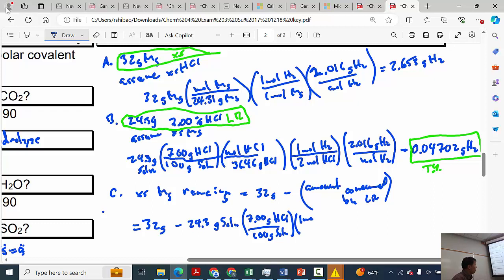And then we know that 1 mole of HCl weighs 36.46 grams. And then we know that every mole of magnesium requires 2 moles of HCl. Okay, and then magnesium molar mass is 24.31.